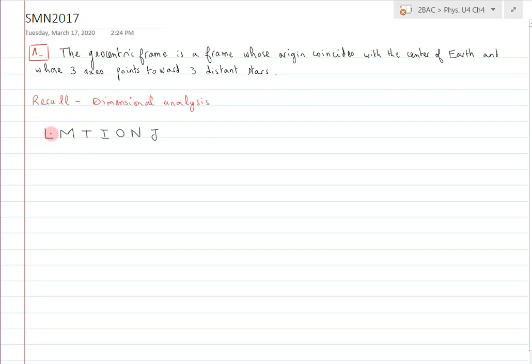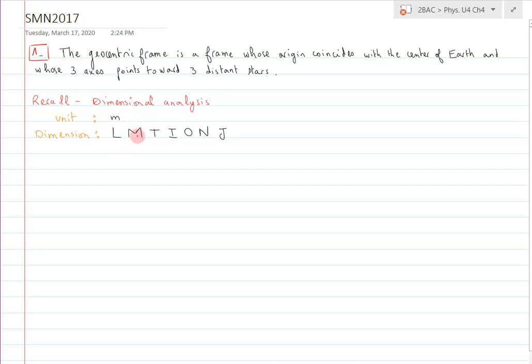So L is the symbol of the dimension of length, and the unit of length is m. So actually we are going to displace this, to allow some space. It's very important to distinguish between the unit and dimension. So this is the unit and this is the dimension. For length the unit is meters.